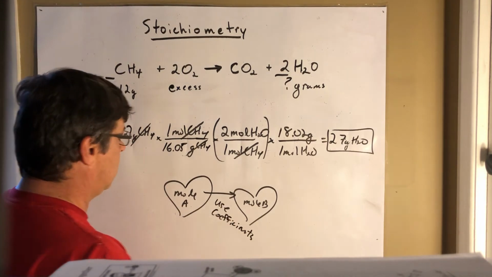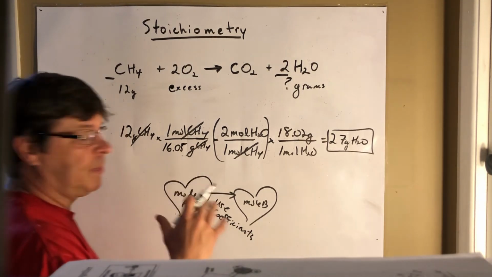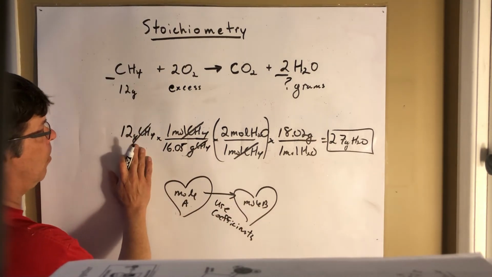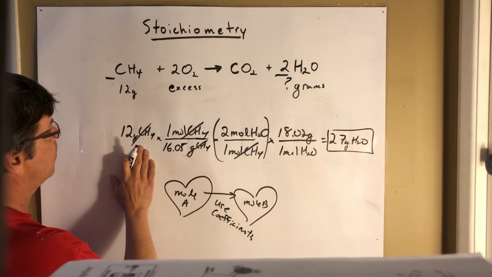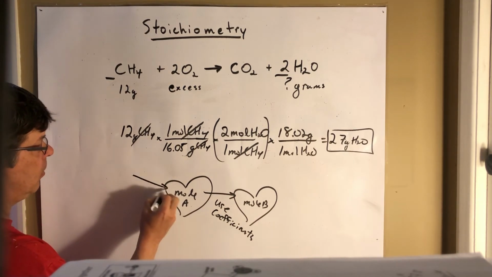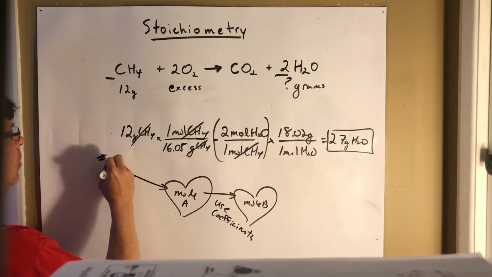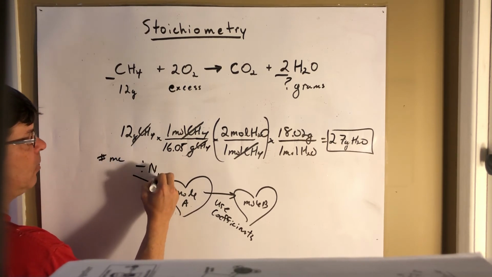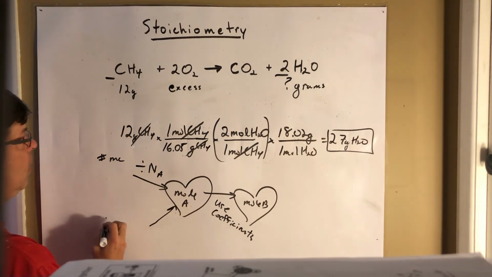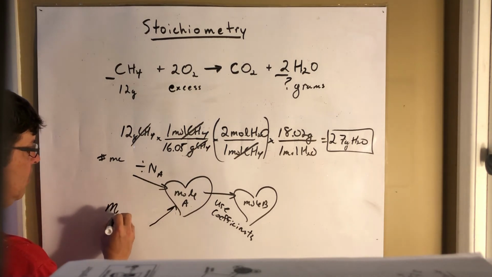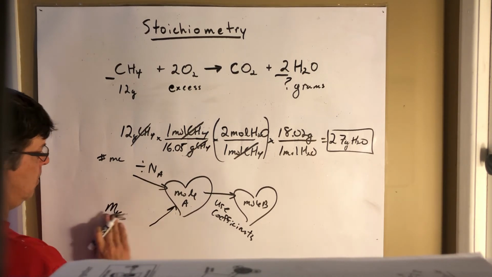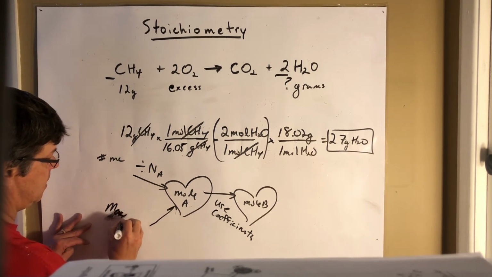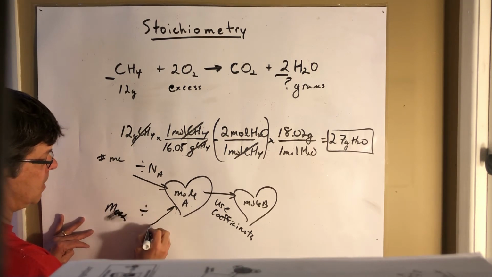And that's what's new. So we're going to be given, I mean, we could give you number of molecules. If we gave you number of molecules, we'd use Avogadro's number then. We would divide by Avogadro's number. In this case, we started with the mass. Mass, so we divide by the molar mass.